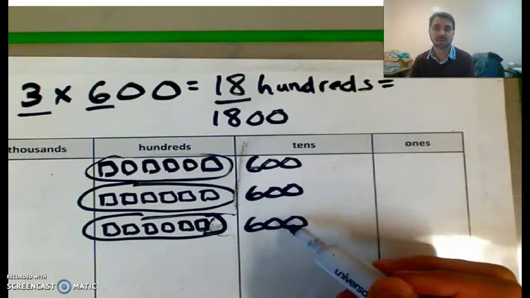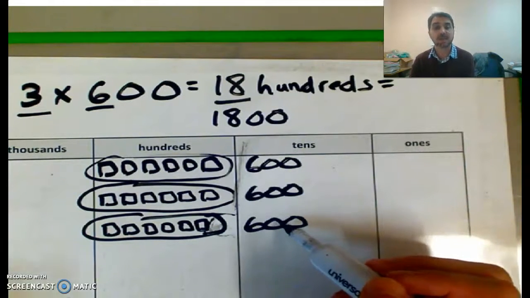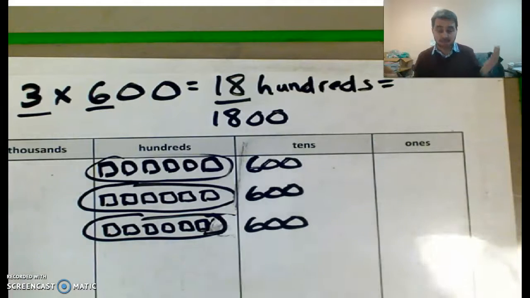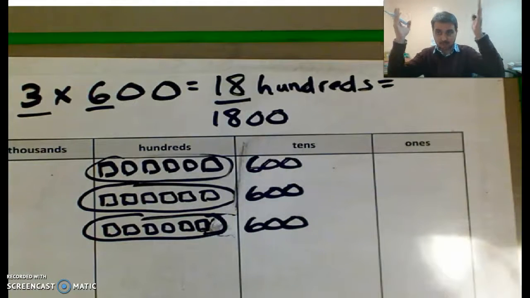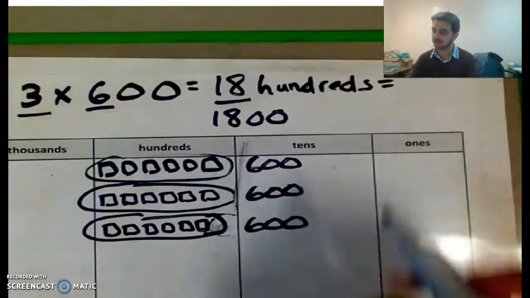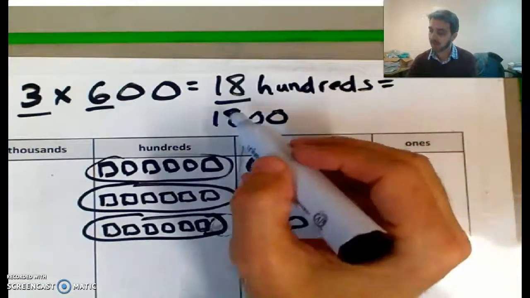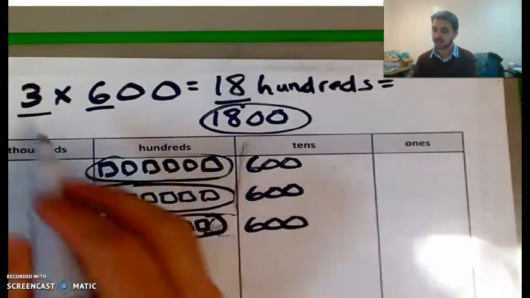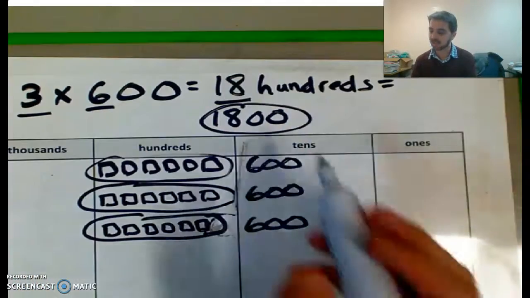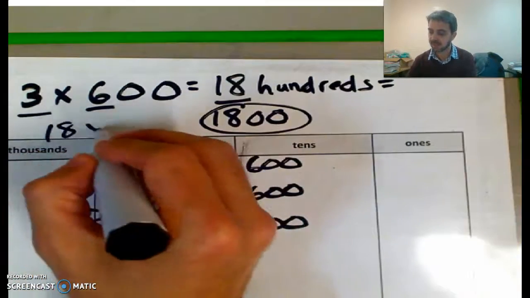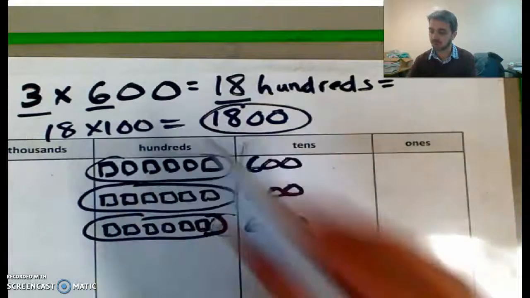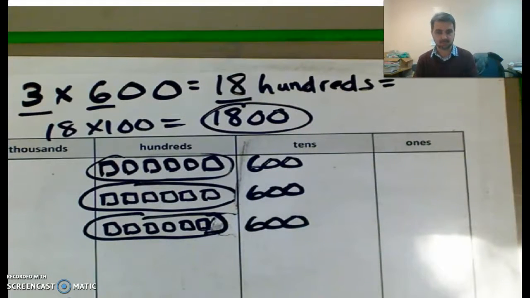Whew, boys and girls, silly Mr. McAndrew. But did I catch my mistake? Am I learning from it? Yes, my brain's growing. All right, so good for me. Yay, Mr. McAndrew. So I end up with 1,800. 3 times 6 is 18, right? 18 times 100 equals 1,800.